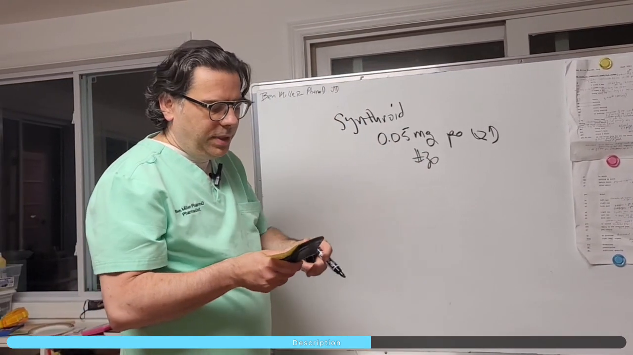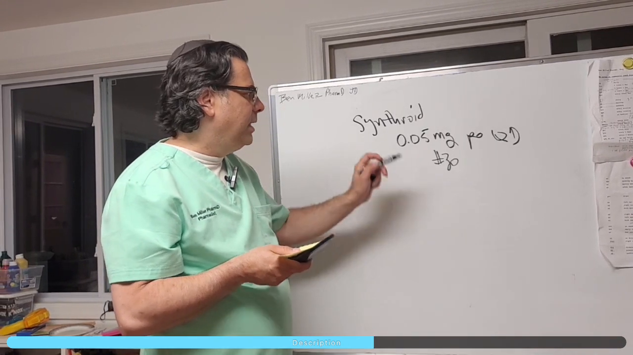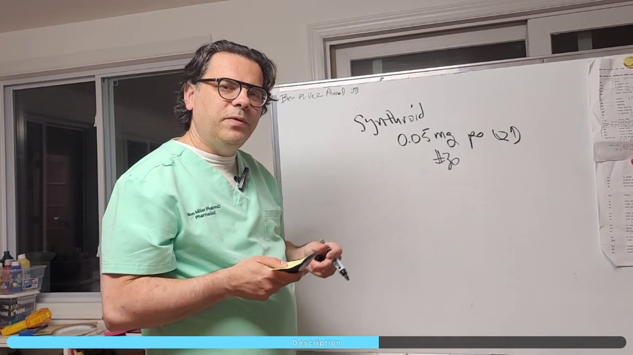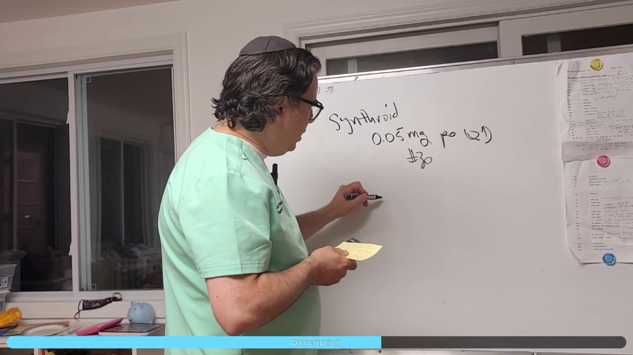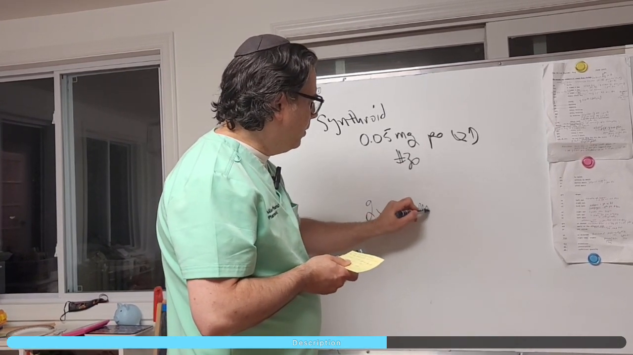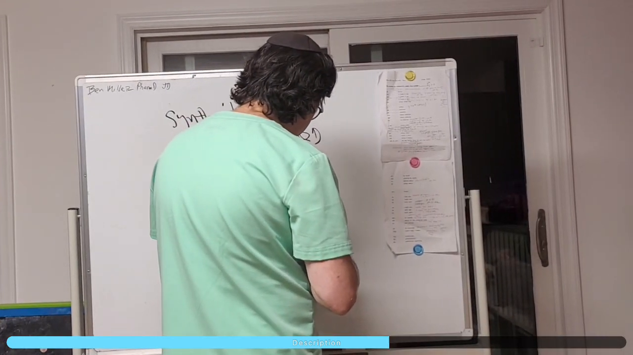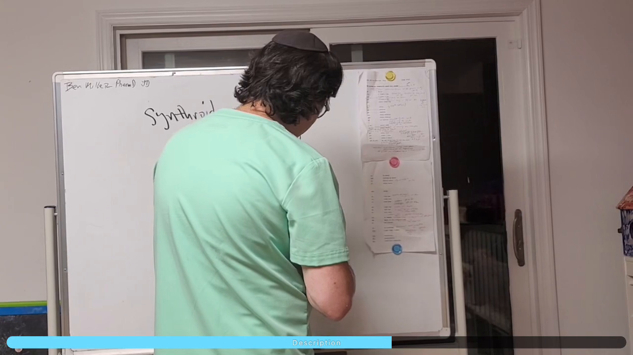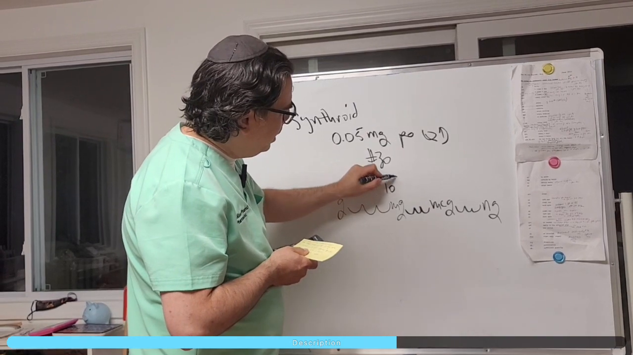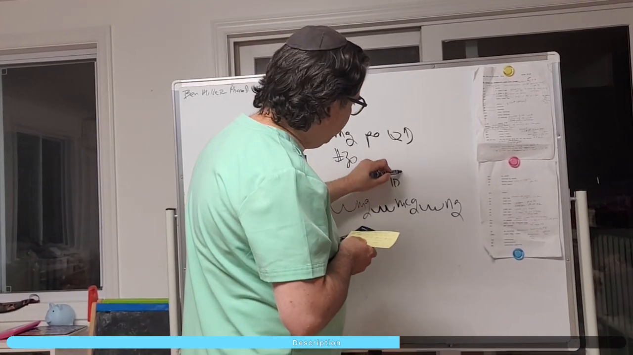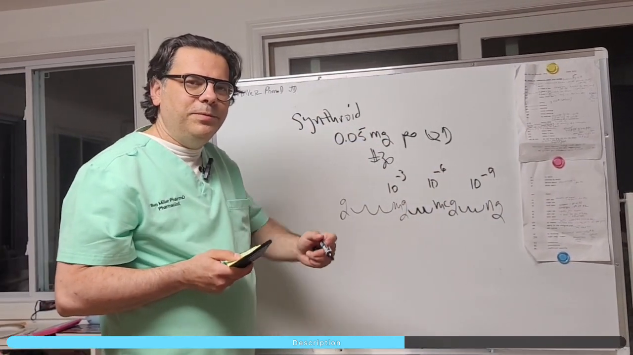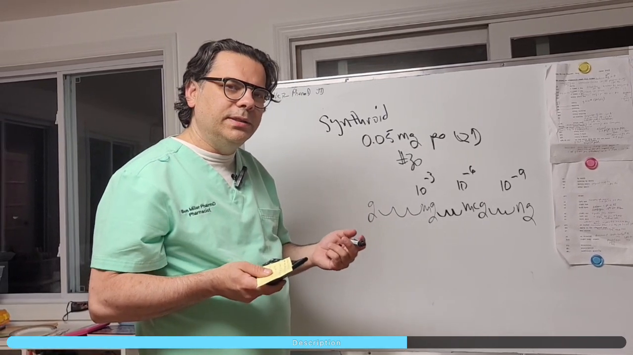This is a trick question because the pharmacy has available 50 microgram tablets. 0.05 milligrams is the same as 50 micrograms. Just to do a little review of the metric system, you have your base unit, which is gram, and then milligram, microgram, nanogram. Milligram is 10 to the negative 3, microgram 10 to the negative 6, nanogram 10 to the negative 9. When you do these problems, you have to know where you are and where you're going. It's like a GPS.